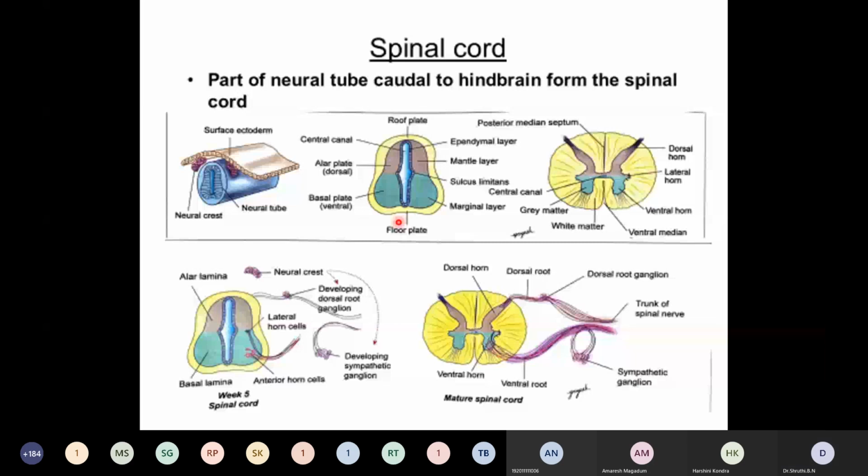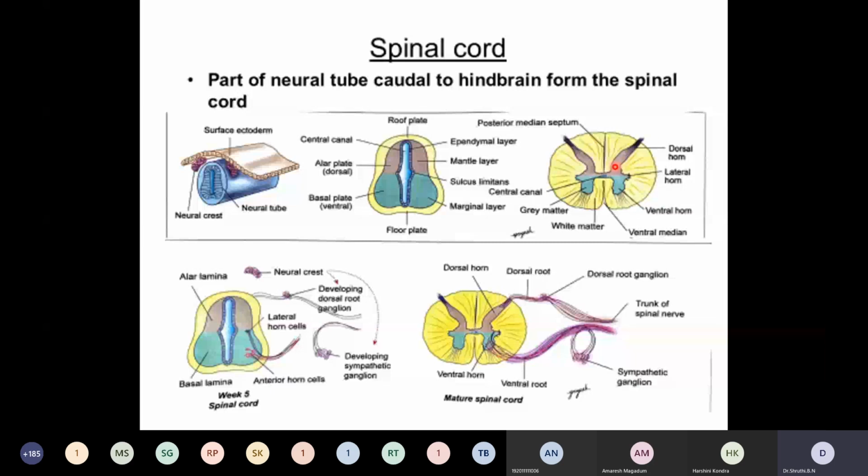Next, as it is growing, you are seeing one groove here, right? That is called the sulcus limitans. That sulcus limitans separates the basal lamina from the alar lamina. The ventral part is called the basal lamina, which has all the motor neurons, and the alar lamina has the sensory neurons and is dorsal in position. Okay, so that forms the dorsal horn.